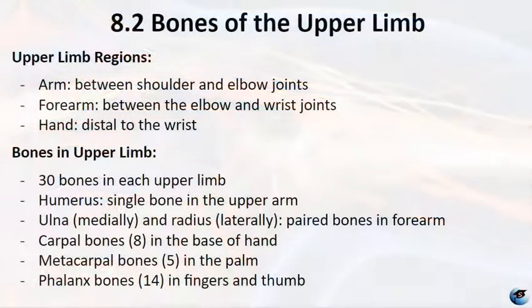The upper limb can be divided into three main parts: the arm, forearm, and hand. The arm is the section between the shoulder and elbow joints. The forearm extends from the elbow to the wrist. The hand is located beyond the wrist. In total, each upper limb contains 30 bones.